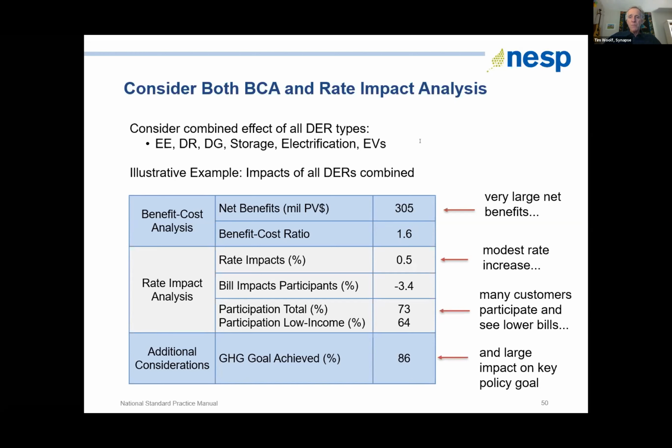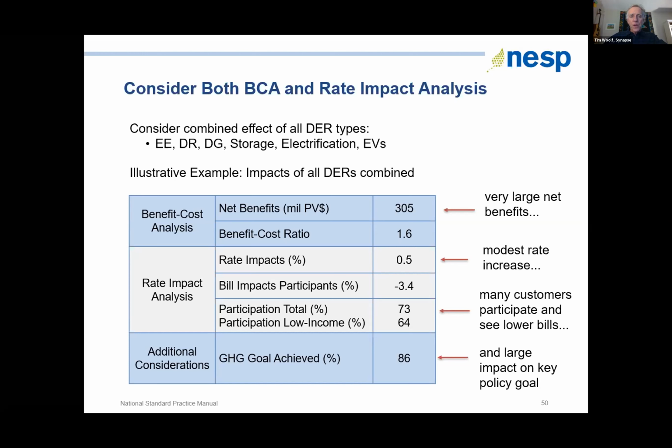You might have very large net benefits. You add up all of those from efficiency, demand response, and DG, they can get pretty big. You might have an average benefit cost ratio of something like 1.6, or at least a positive, one above one. You might find that together, when you add the rate increases with the rate decreases, it's a fairly modest rate increase. You might even have it so it's a negative rate impact. Again, this is one example. And then participants always see better bills.